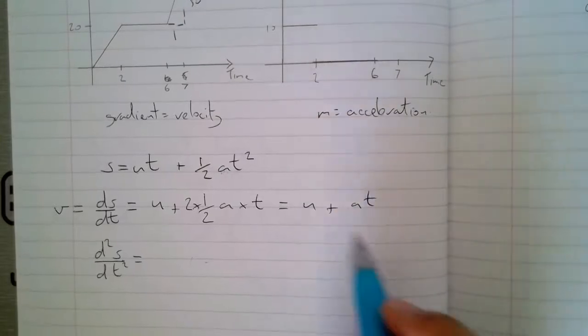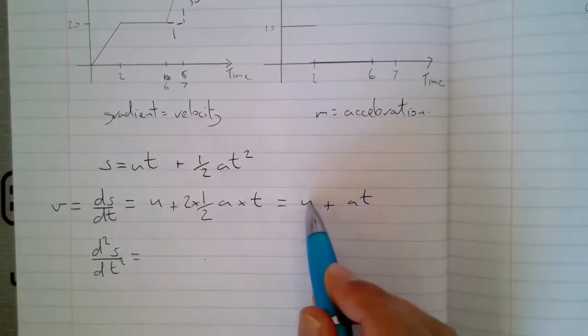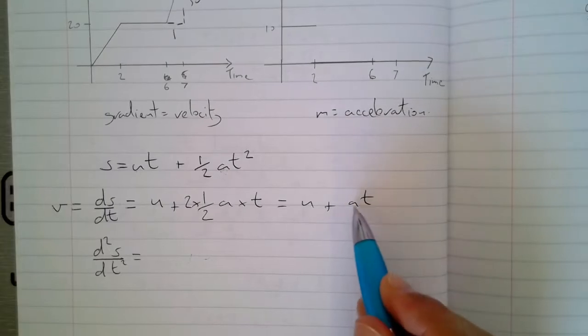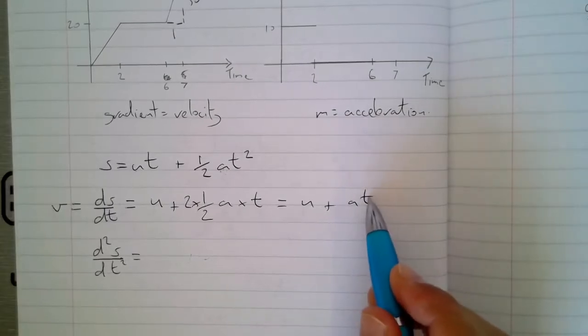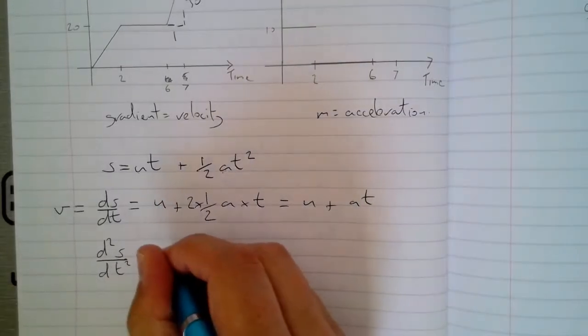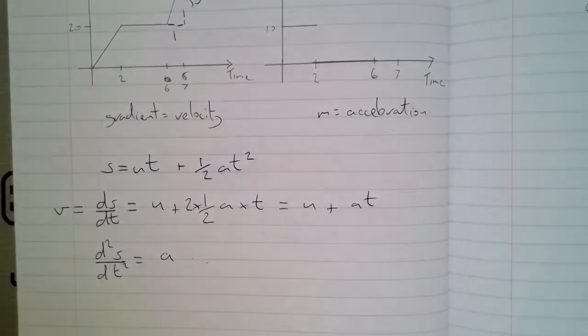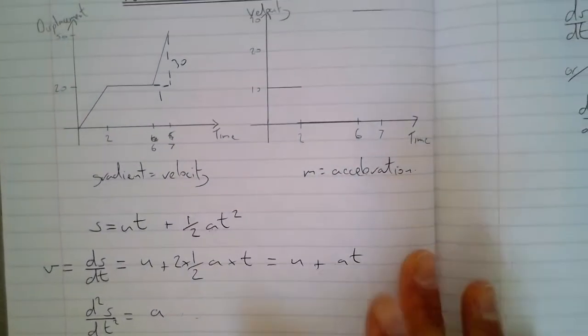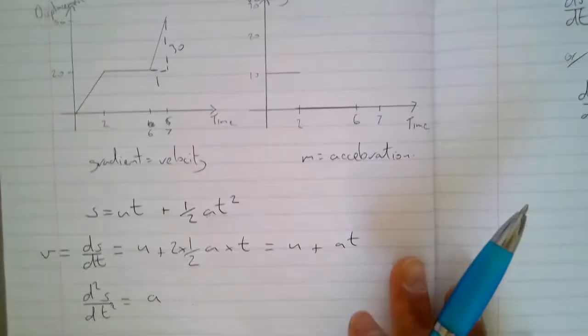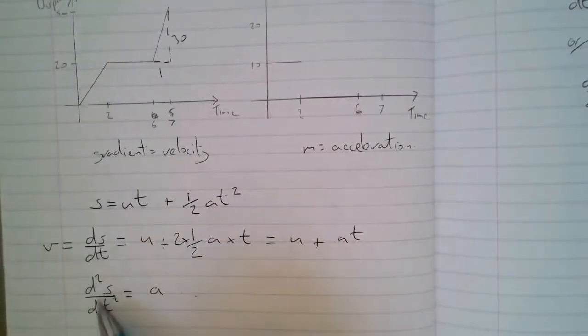If I differentiate this again, I'm differentiating this thing here. This is a constant, so it goes to nothing. And if I differentiate this, the power comes down, the power gets reduced, so this becomes t to the 0, and I'm just going to be left with a, acceleration. So I don't think this argument about the acceleration is particularly convincing. However, hopefully this is convincing.